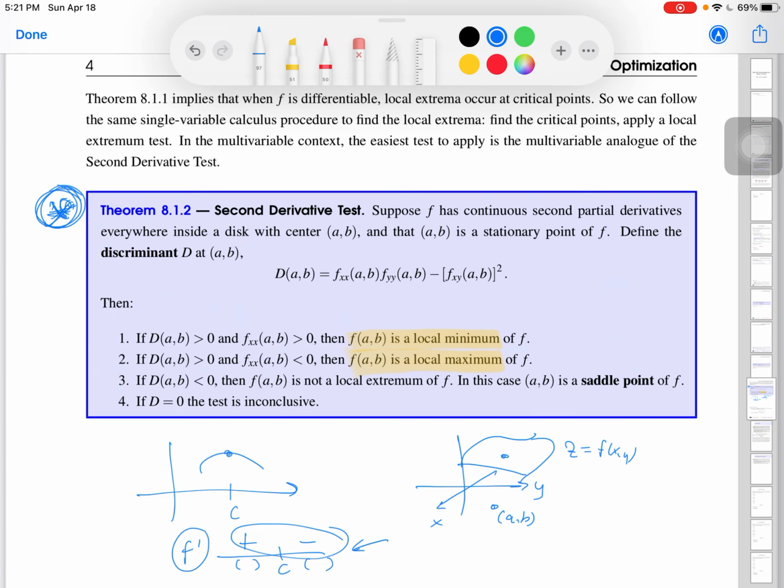I can't plug in a point just to the left of c and just to the right of c, because now I have two directions I can move in. Do I plug in this point and this point, or this one and this one and this one? So it's not so clear.